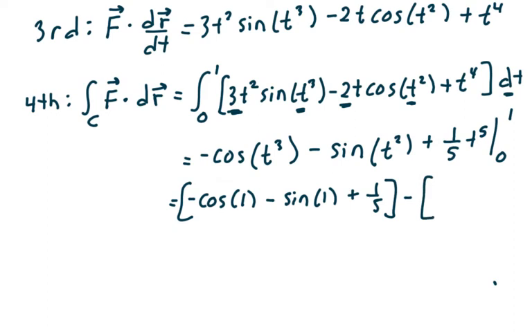Plug in 0, can we agree cosine of 0 is 1? So I get negative 1. Sine of 0 is 0, and then 1/5 times 0 to the fifth is 0. So you just get minus a negative 1. And so my final answer here is going to be 6 over 5 minus cosine of 1 minus sine of 1.